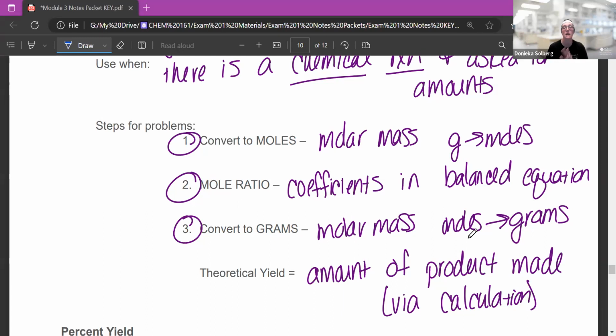So really, in most problems, you're going to convert grams to moles using molar mass. Use the mole ratio, so something over something, and then convert to grams. So then you will multiply it by a different molar mass, because I'm asking for something that's different. Okay. And then when you do this calculation, your theoretical yield, so if I ask like, how much should I make theoretically? It's whatever your answer is. So whatever I got here as my grams of my product is my theoretical yield, the amount of product made via calculation. Because let's be honest, we don't always make 100% of our yield in lab. We like never make 100%.